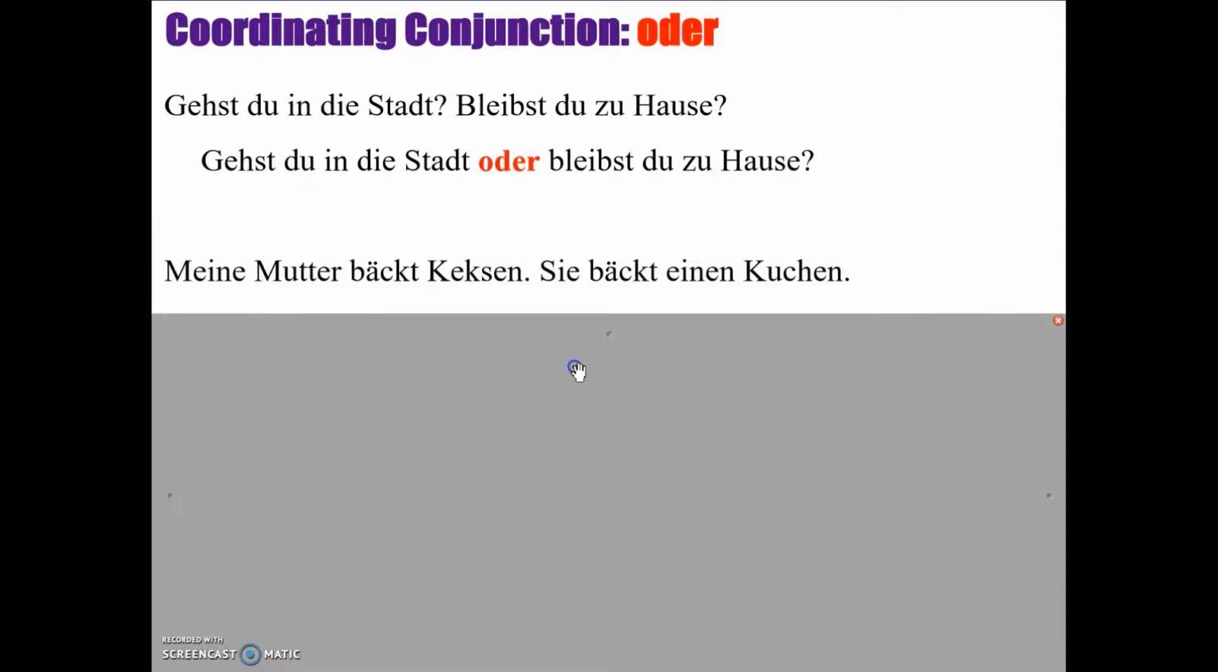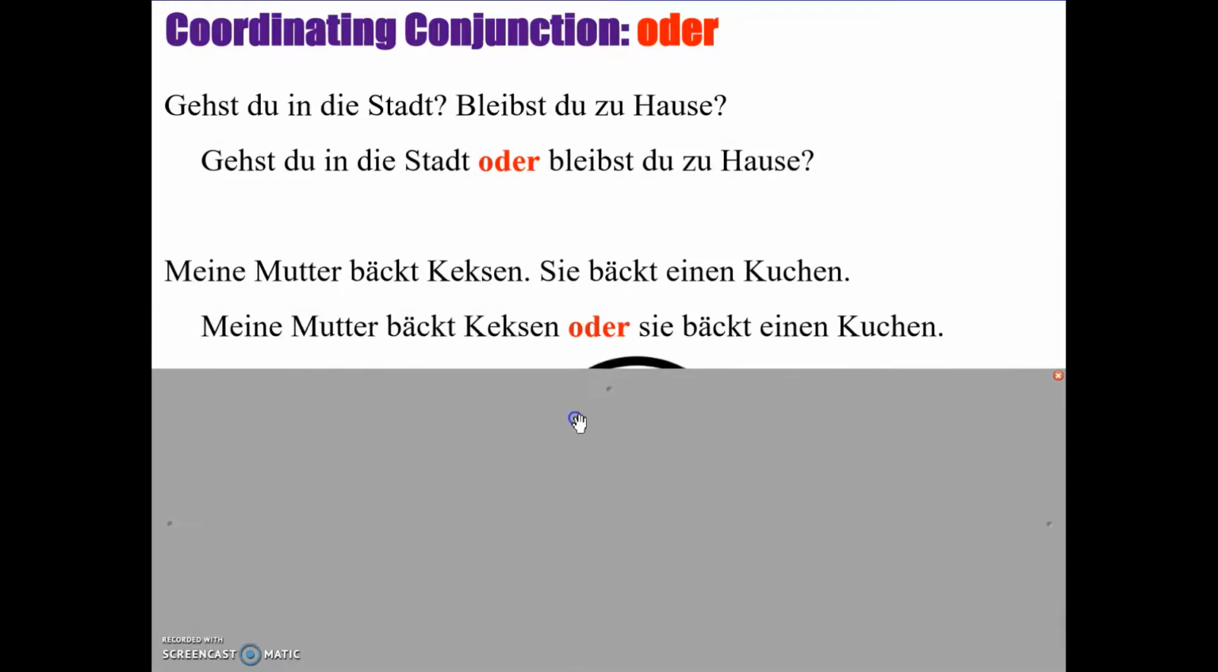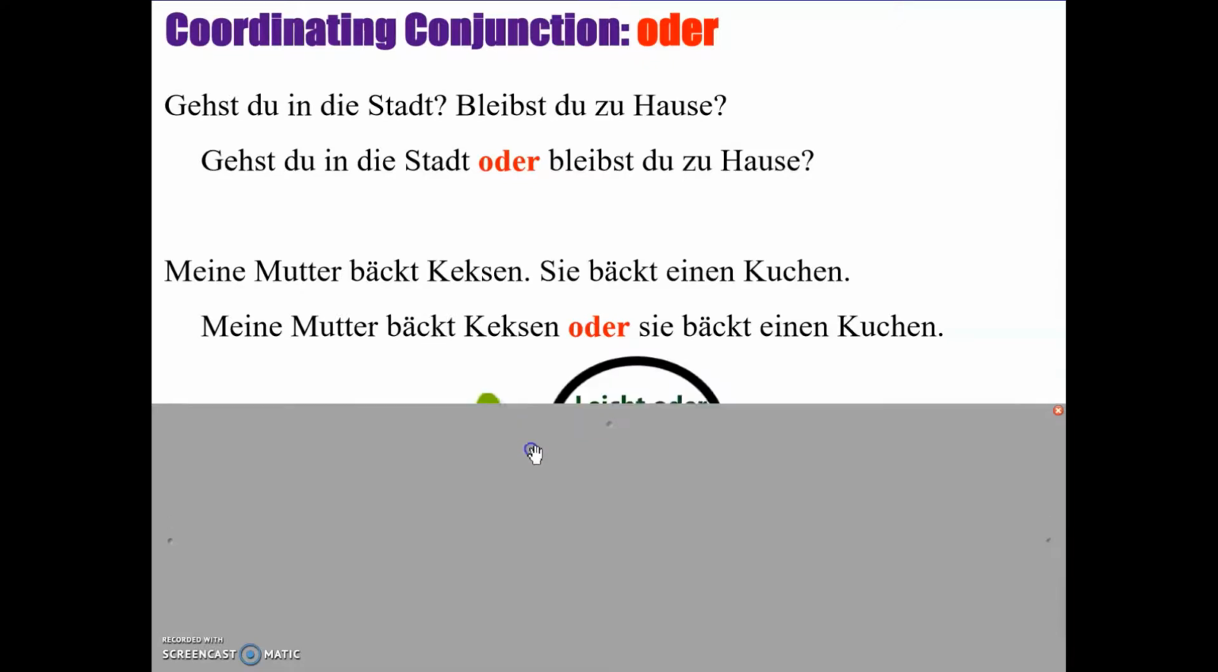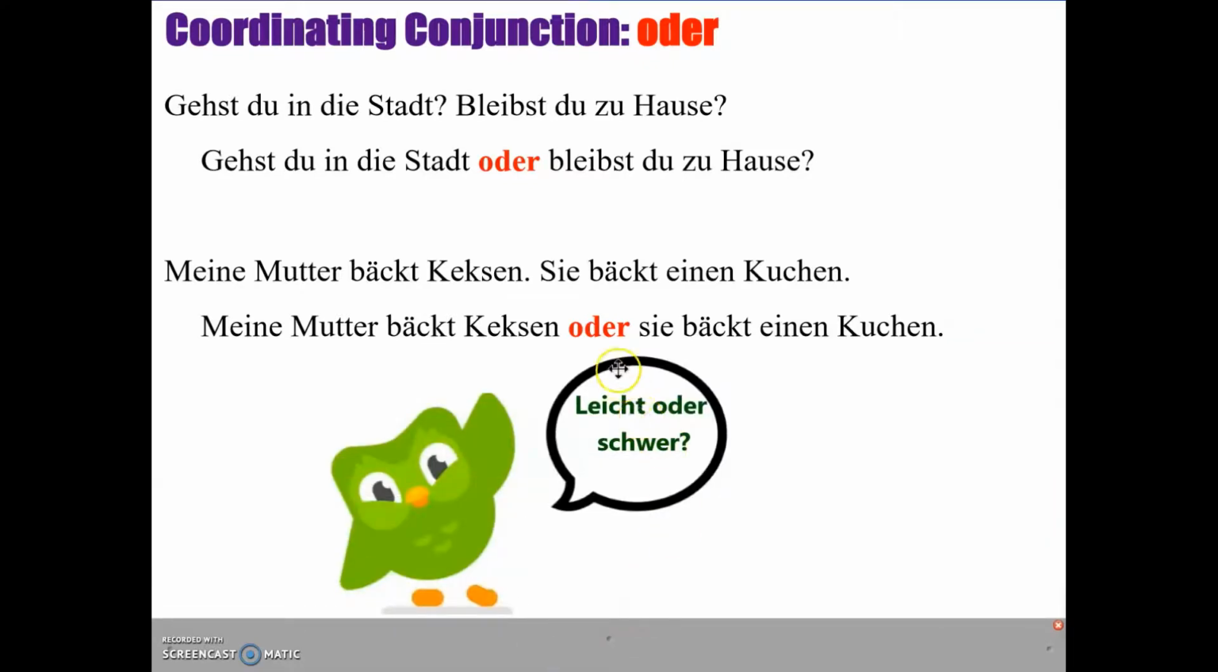Ein zweites Beispiel. Meine Mutter bäckt Keksen, sie bäckt einen Kuchen. I could put those two thoughts together. Meine Mutter bäckt Keksen oder sie bäckt einen Kuchen. And in this sentence, you could actually get rid of the sie and bäckt in that second sentence and have meine Mutter bäckt Keksen oder einen Kuchen. Since it's the same subject and verb, I don't even need sie bäckt in the second part of the sentence. You'll notice with oder, we do not have a comma when we connect our two clauses.